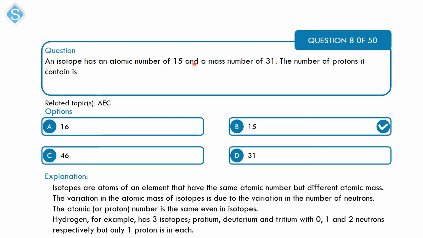Alright, the atomic number is also called the proton number. That is the number of protons in the nucleus. In isotopes, what varies basically is the number of neutrons that you have. So the atomic number is 15, and so that is the number of protons.